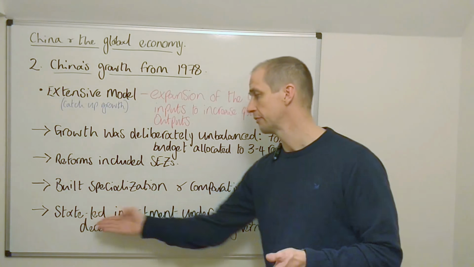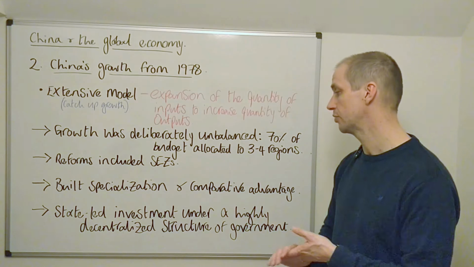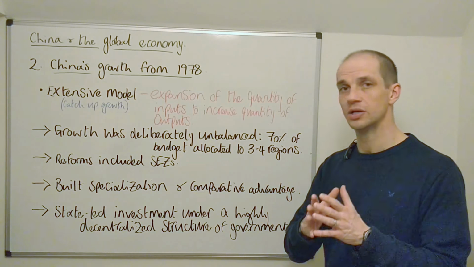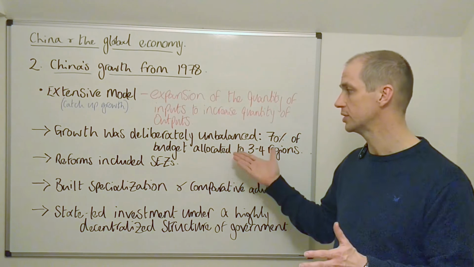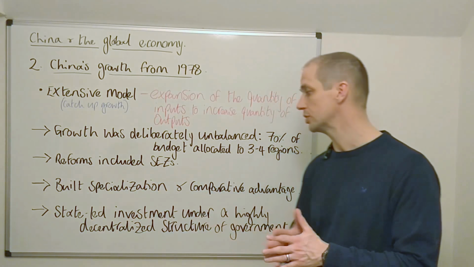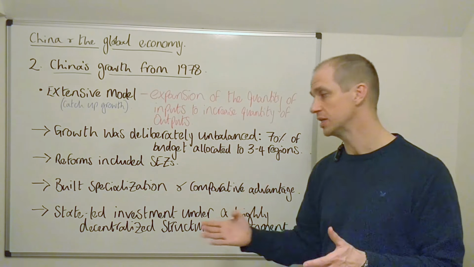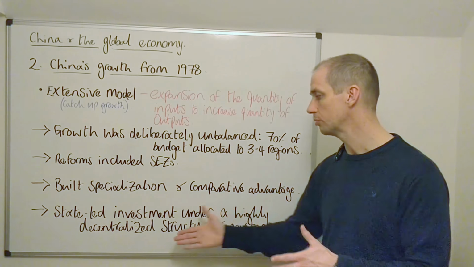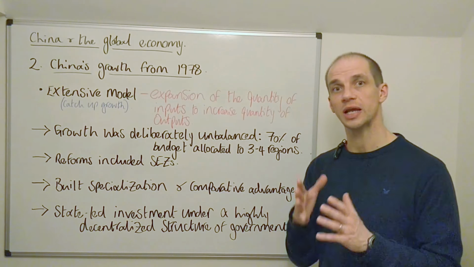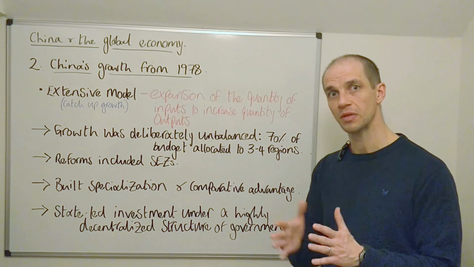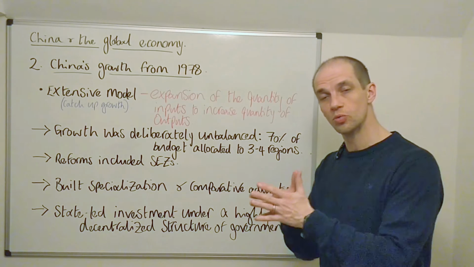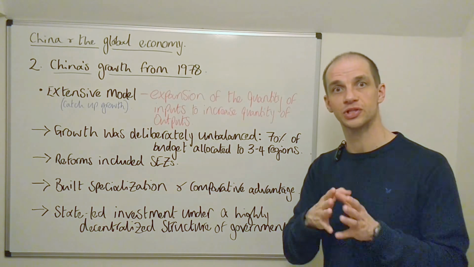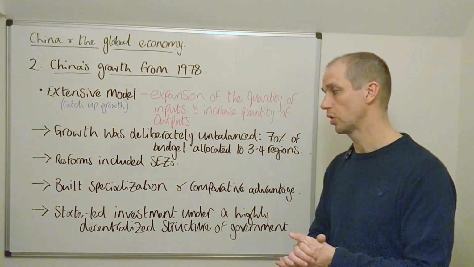Our final point is of course the state-led investment under a highly decentralised structure of government. So the government has of course allocated a lot of money to those regions, and then those regions have been managed in a very, very decentralised way, enabling those regional Communist Party members to decide exactly what infrastructure projects were needed, which firms should receive support, which firms shouldn't. And this again has helped to improve and facilitate growth further down the line.